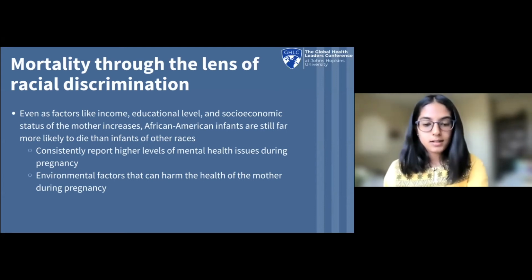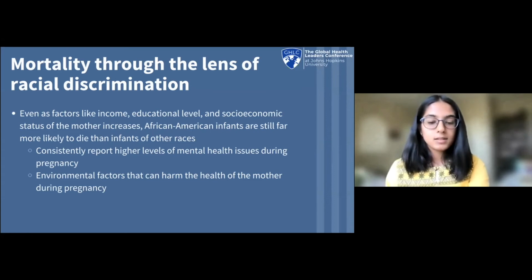So first of all, mental health. There are more mental health cases reported in African American women, and this problem is only exacerbated by the fact that mental health care often does not focus on the unique problems that people of color face on a daily basis, like the effects of racism and discrimination.